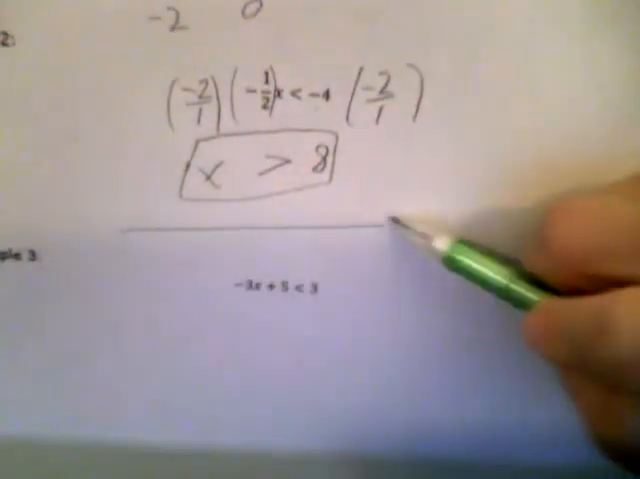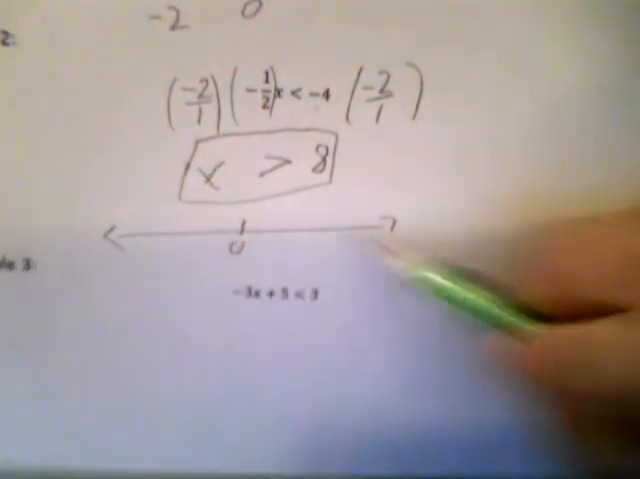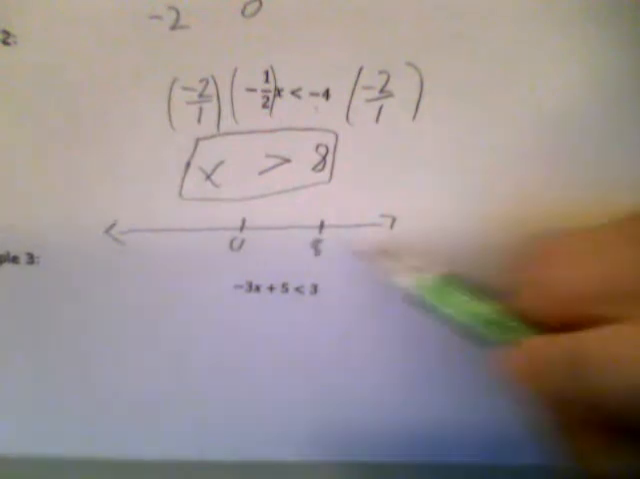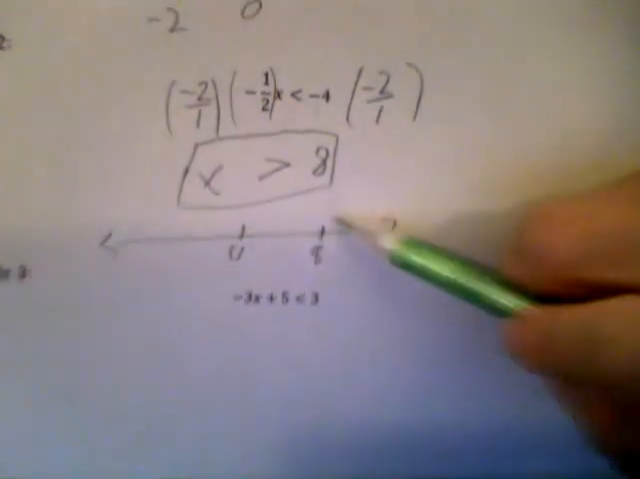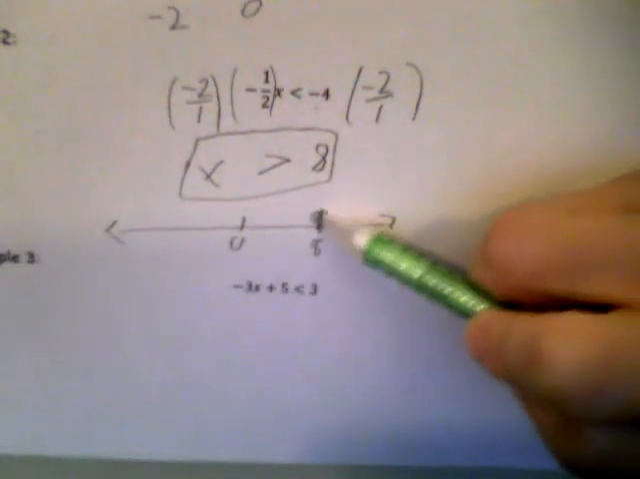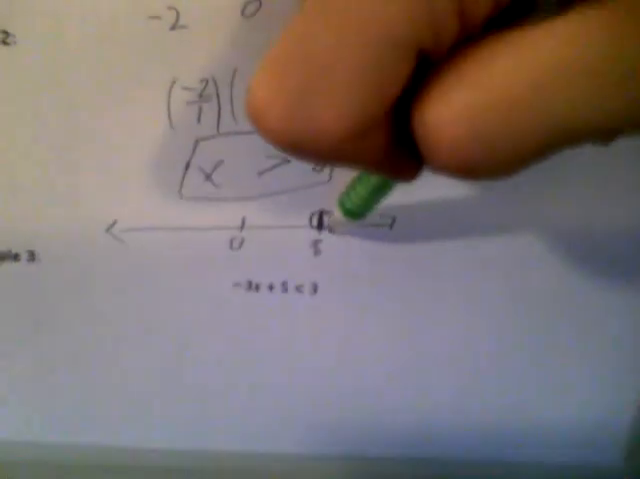Now I just have to graph it. Well, x is greater than 8. So I'm going to make my number line. My 8 goes here. So x is larger than 8. I'm going to have an open circle because it doesn't include 8. It's everything larger than 8. And then I'm going to shade to my right.